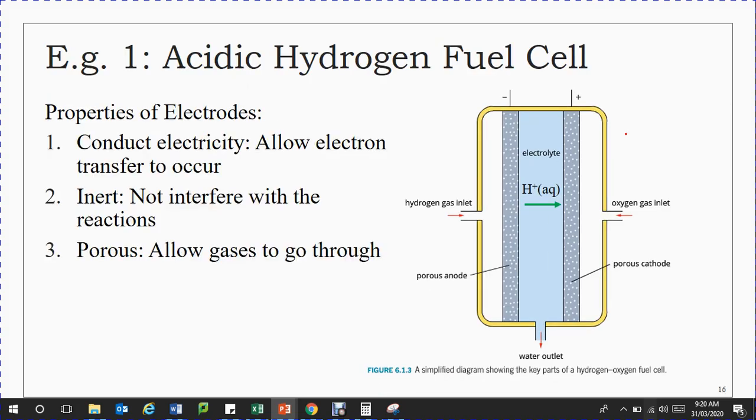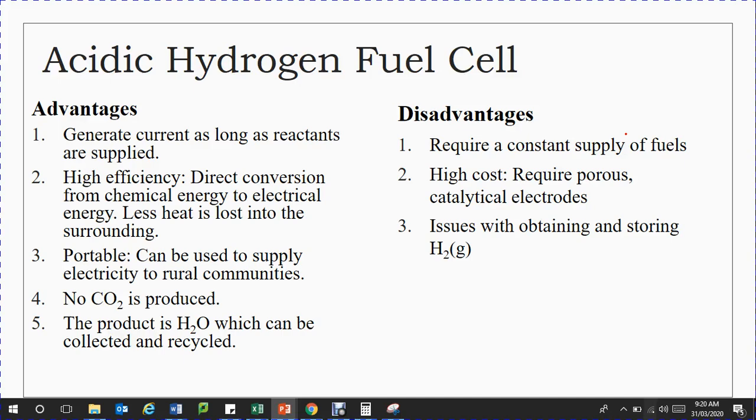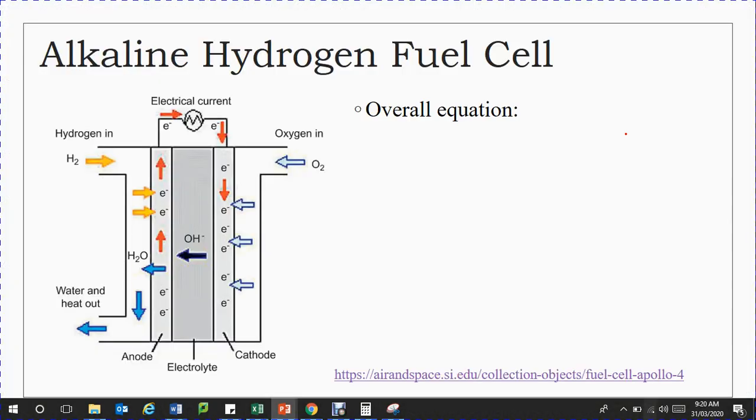So let's have a look at the difference with an alkaline hydrogen fuel cell. If we have a look at this one here, the overall equation is the same. It's our half equations that are slightly different. So when we're looking at fuel cells, we need to make sure that we have a look at what the electrolyte is, because that will tell us the conditions it's occurring under and will tell us what our half equations are.